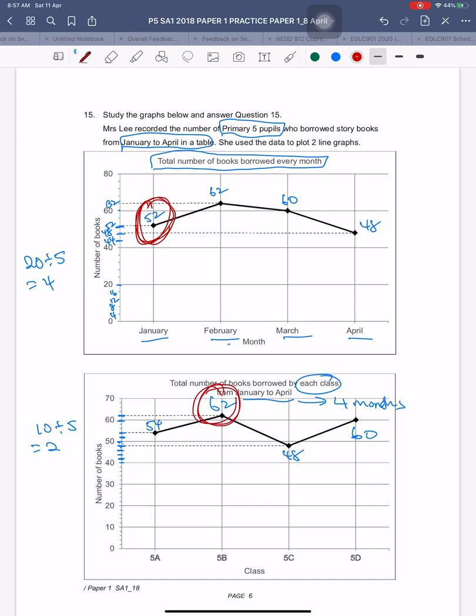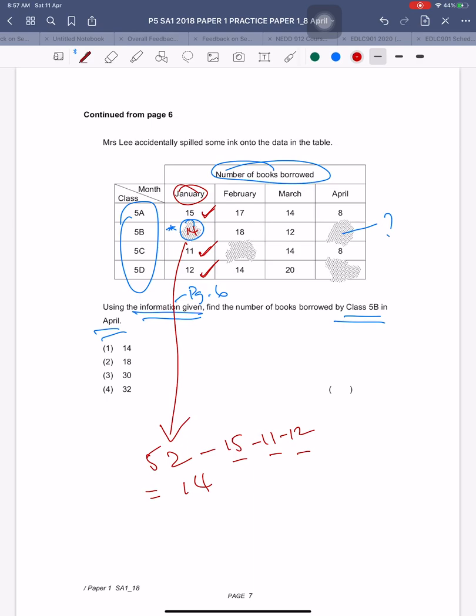This 62 here. So from here, this is the total that I have. So I will minus off my 14, which is from here, minus off my 18, minus off my 12. Shortcut, so I get 18. So 18, and that is the answer to question number 2.